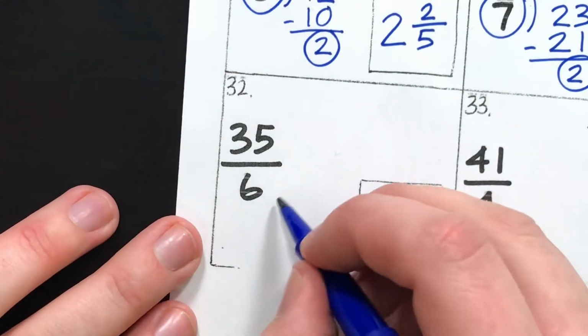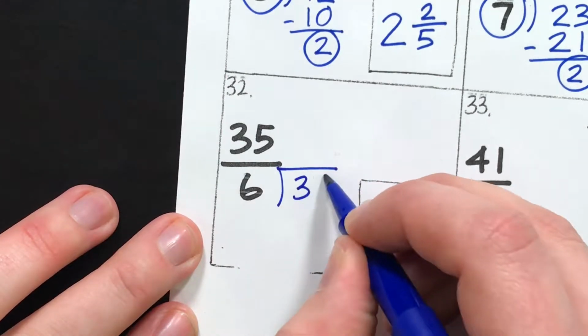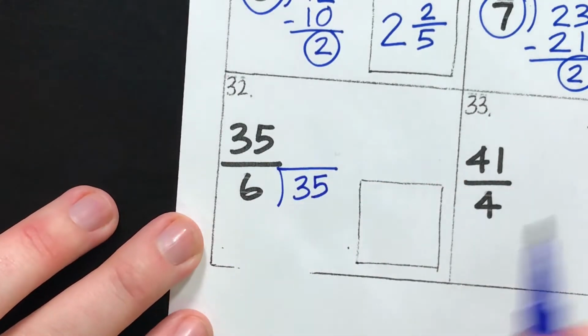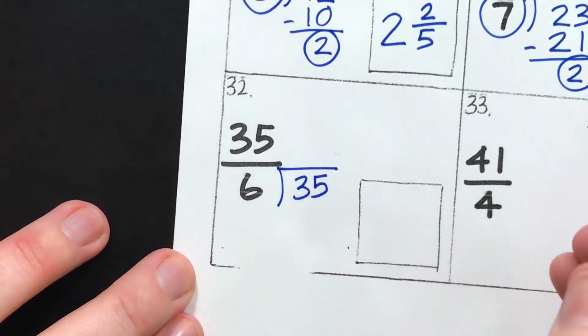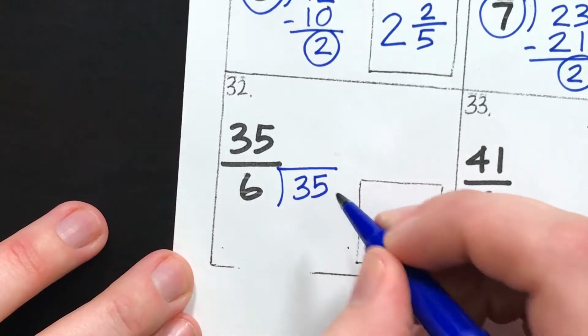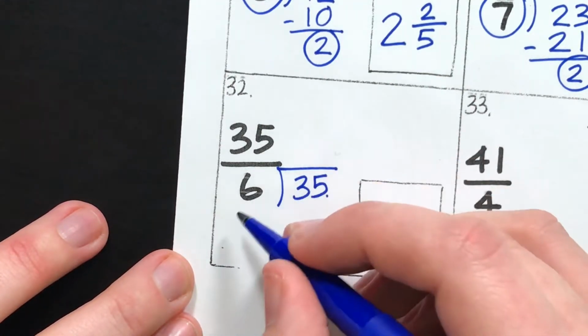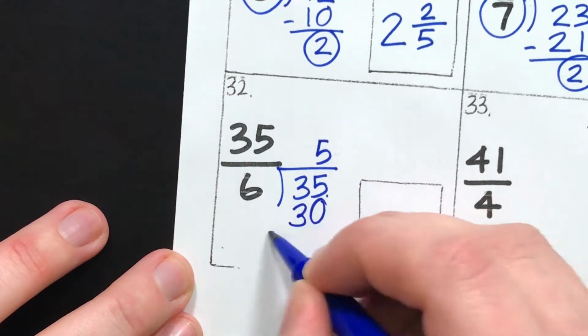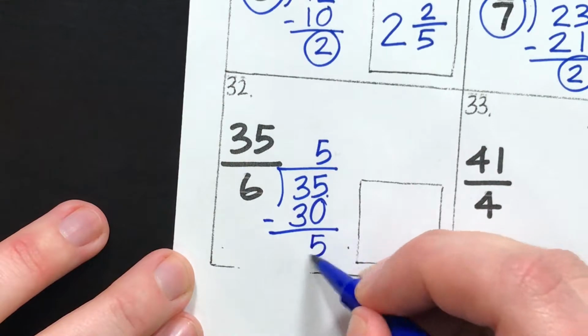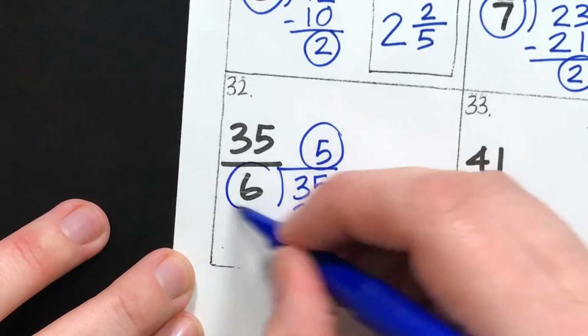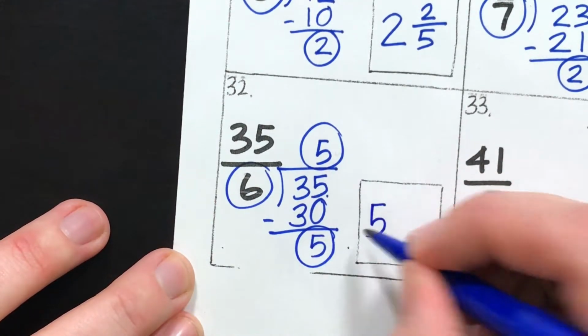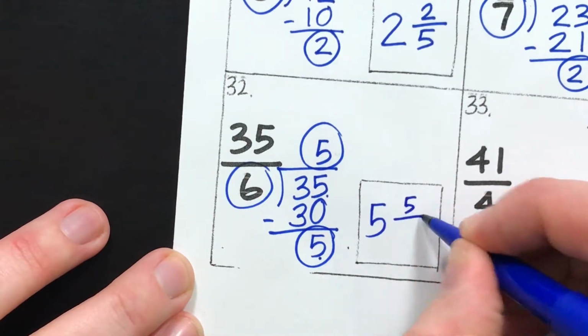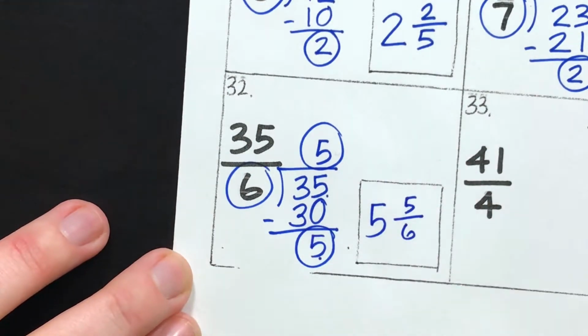Okay, number 32. Pull 35 into the division bracket. 6 goes into 35. Well, I know 6 times 6 is 36, so we're going to have to go down 1. 6 times 5 is 30. I subtract and I get 5. 1, 2, 3. 5's our king. 5's our remainder, that's our numerator, and 6 is our denominator.